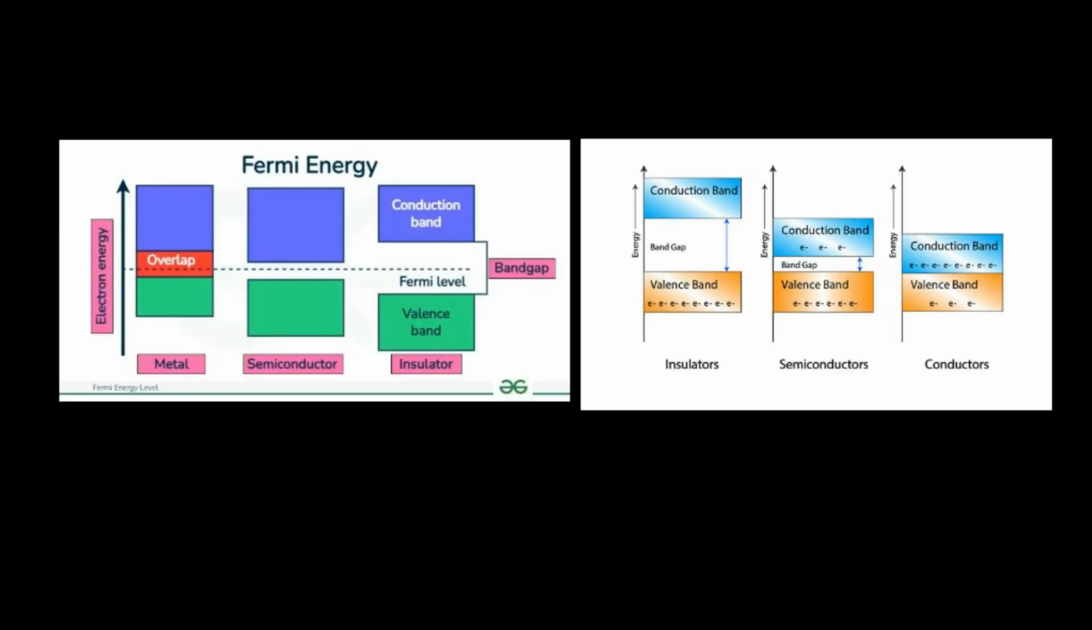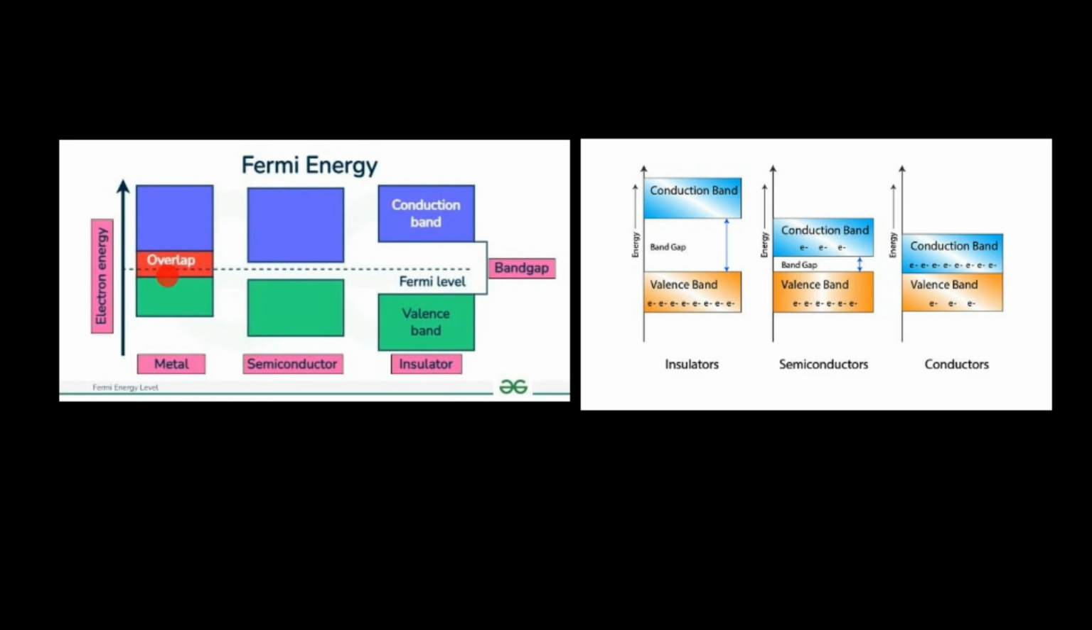Now you see this one. What happens in the case of metals and non-metals, conductors, semiconductors, and insulators? Say this is the example of metals. Here the metal is given, and this is the band. This is the valence band, and this is the conduction band, and this is the overlapping area which is generally there in the case of metals.